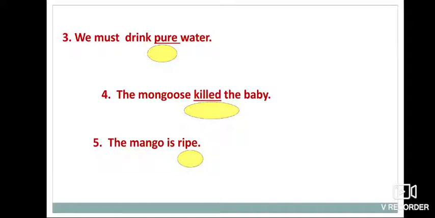We must drink pure water. Now tell me children, what is the opposite of pure? Yes, impure. So see the sentence. We must not drink impure water. The meaning is same, that we must drink pure water. And the opposite of pure is impure, and we have put not in it.